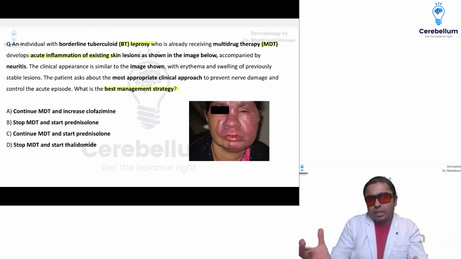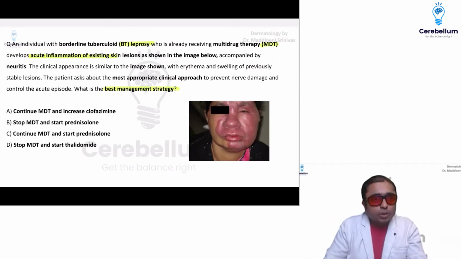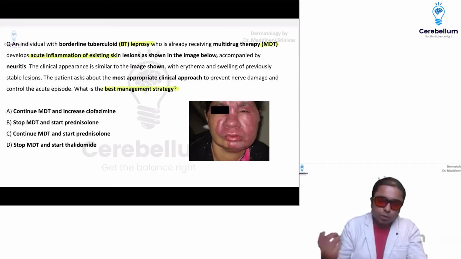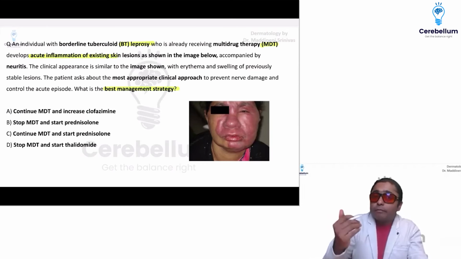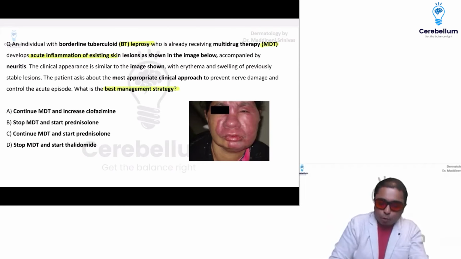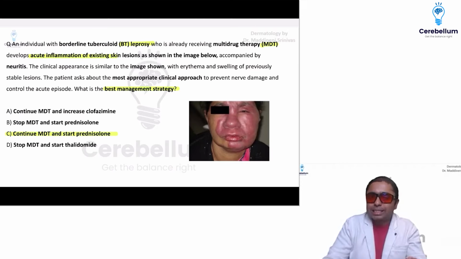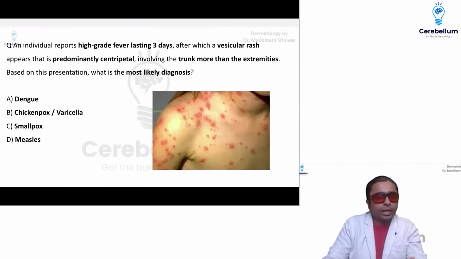Even if an image is given or not, by looking at the description, I hope you all know that the exam is talking about Lepra reaction, type 1 Lepra reaction. So type 1 Lepra reaction, what are we going to do? We should continue the MDT and we have to start the patient on oral steroids. So option C is going to be the correct answer. We should continue MDT and start prednisolone. Similar image. Okay, thank you so much. This is asked n number of times. Definitely you can mark it correct. I hope you have all marked it right without any doubts.